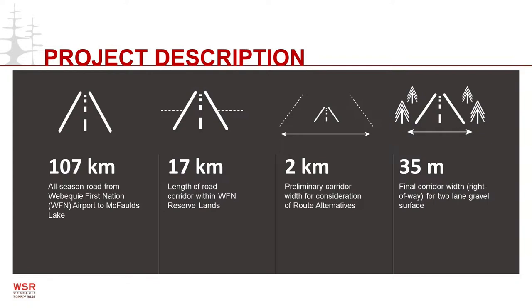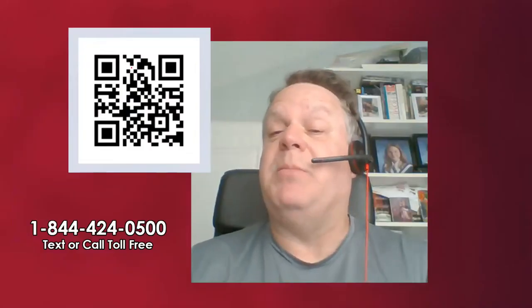We also have a planning corridor, a preferred corridor that we are working within at this point. Our planning corridor is 2 kilometers wide, extending from the beginning to the end of the project. Within that planning corridor, we will position the road depending on a number of factors. The cleared area will be 35 meters, which is the width of the right-of-way for the two-lane gravel surface road.